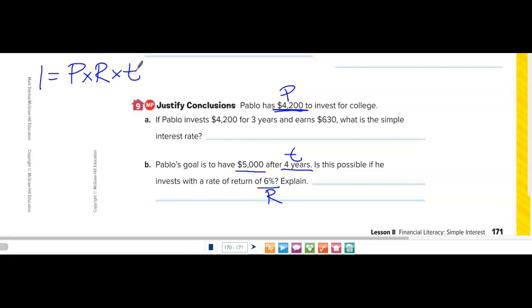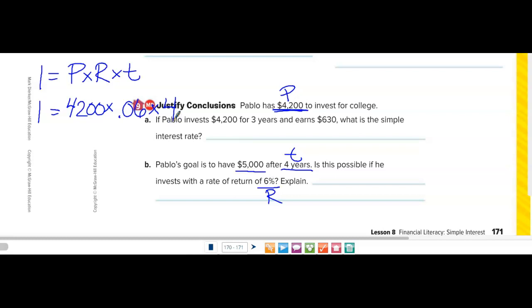Do I know the interest? No. Okay, so I'm going to write I equals, what's my principal? Emma? Yep, 4,200 times the rate, which is what, Addie? 6, so turn that into a decimal for me. 0.06, because we move it 2 places. And then we're going to take that times our time, which is 4, and it's in years, so I'm just going to leave it as 4.